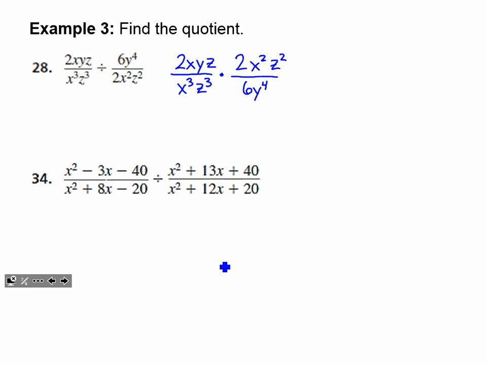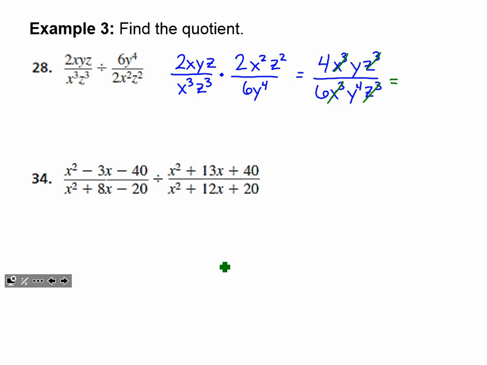Now let's go across the top, across the bottom. 2 times 2 is 4. I will have x to the third, y to the first, and z to the third. Across the denominator, I've got 6, x to the third, y to the fourth, z to the third. All right, and then we simplify. X to the third, z to the third, those are multiplied into both numerator and denominator.